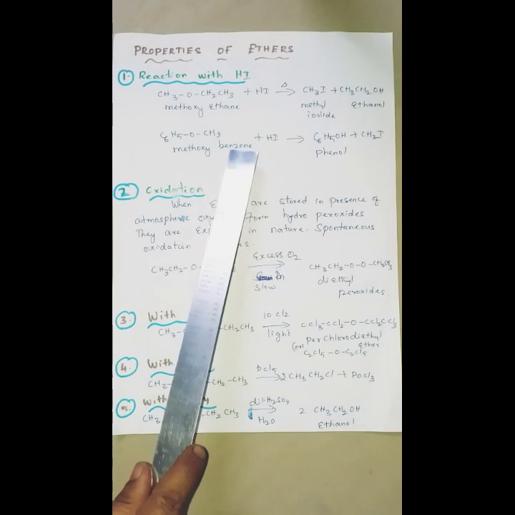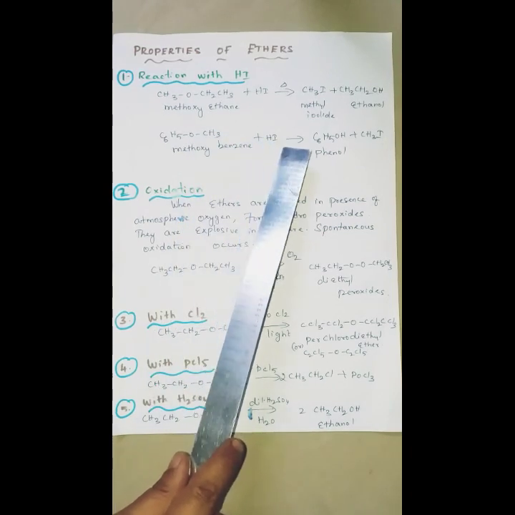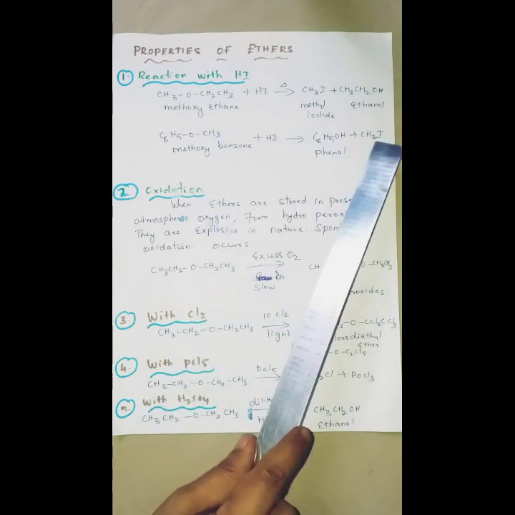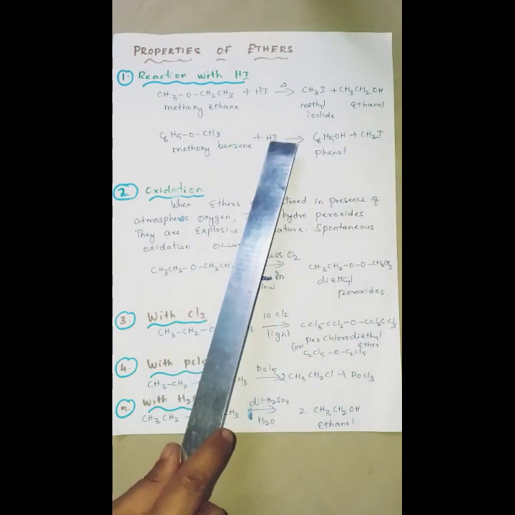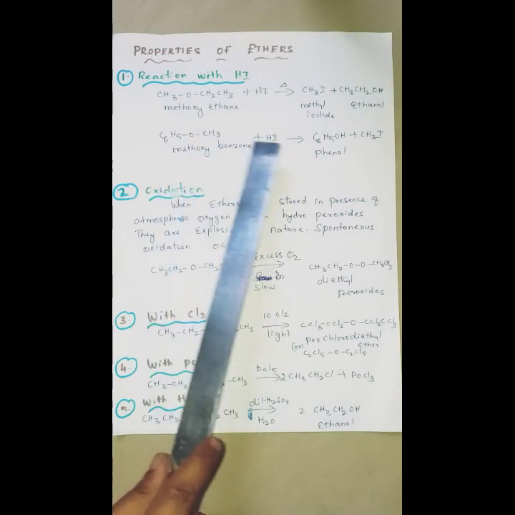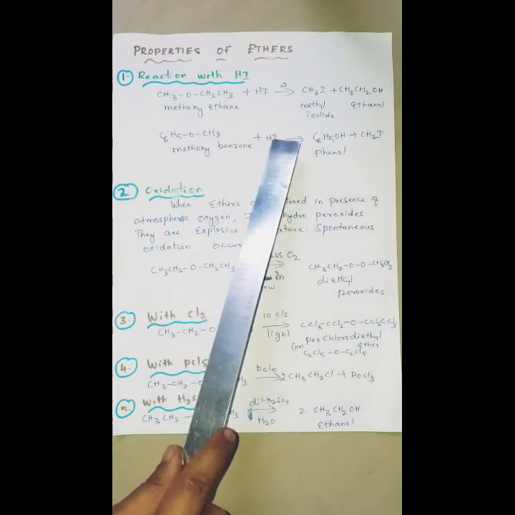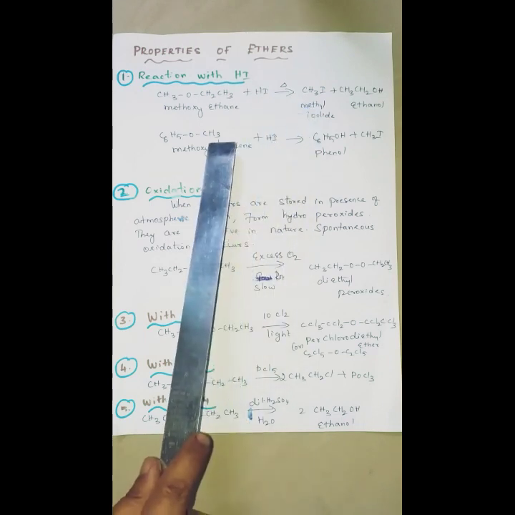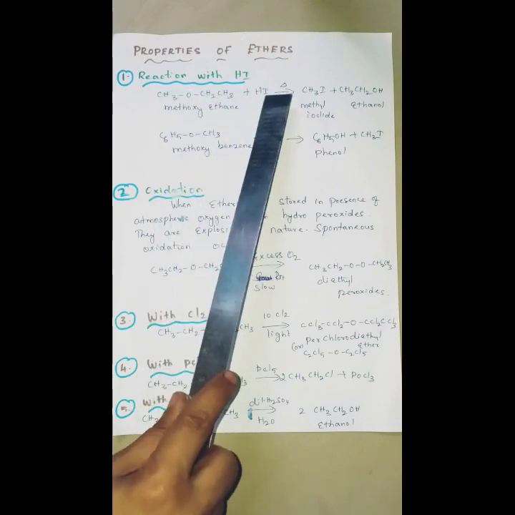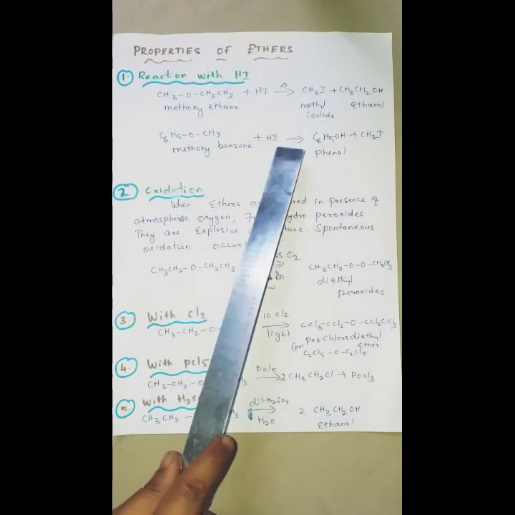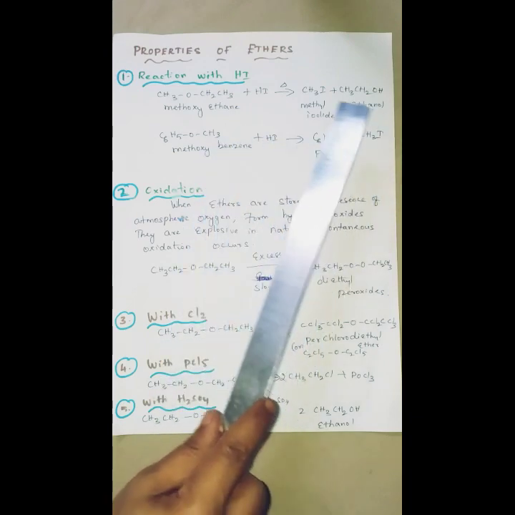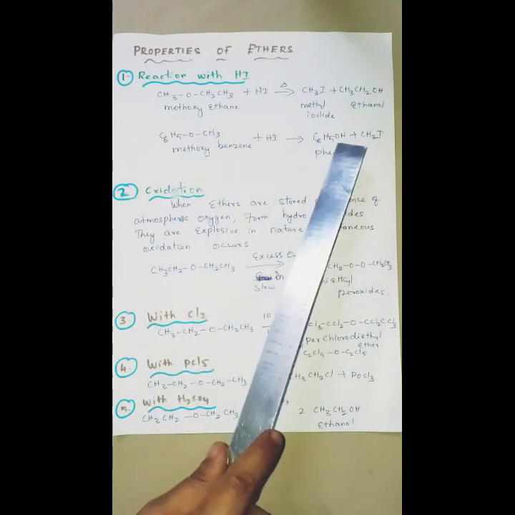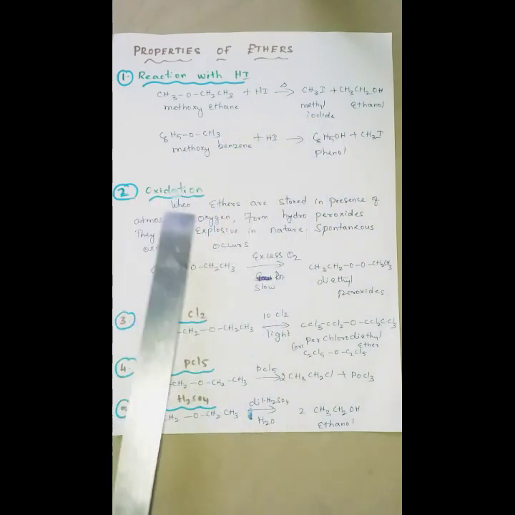Then next, methoxybenzene. Here also with the same HI, the iodine goes and adds with the methyl group to form methyl iodide, and the H adds here to C6H5O to form phenol. So in both cases, the iodine atom only attaches with the smaller alkyl group. Here it added with methyl to form methyl iodide, and the remaining hydrogen forms ethanol here, and phenol here. So this is an important reaction.